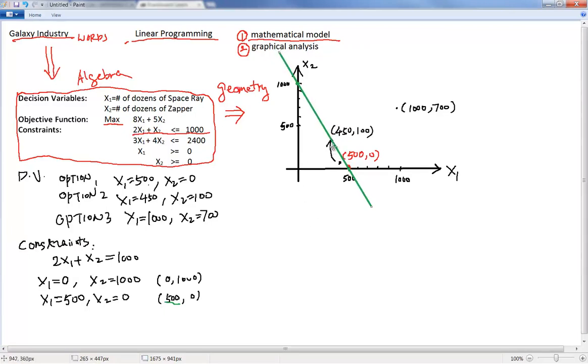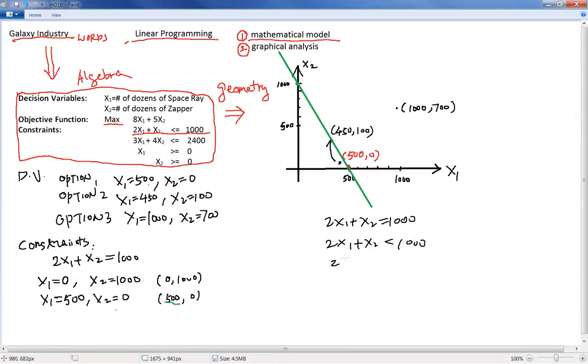So this is a line that is equivalent to this equation. Let me write down the equation here, right next to the line, equal to 1,000. So this equation is associated with two inequalities. The first one is less than 1,000. The second one is greater than 1,000.